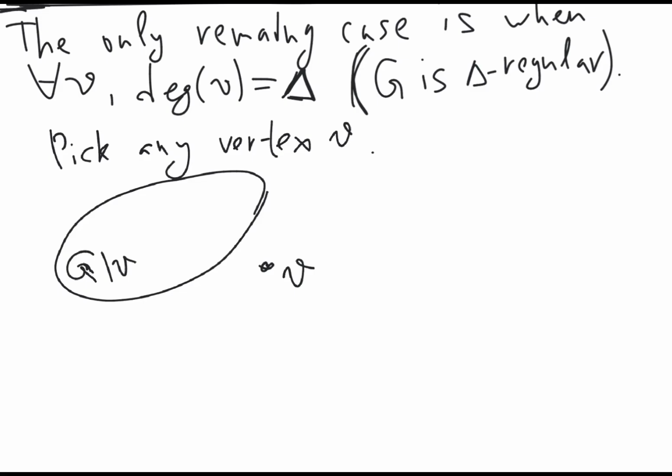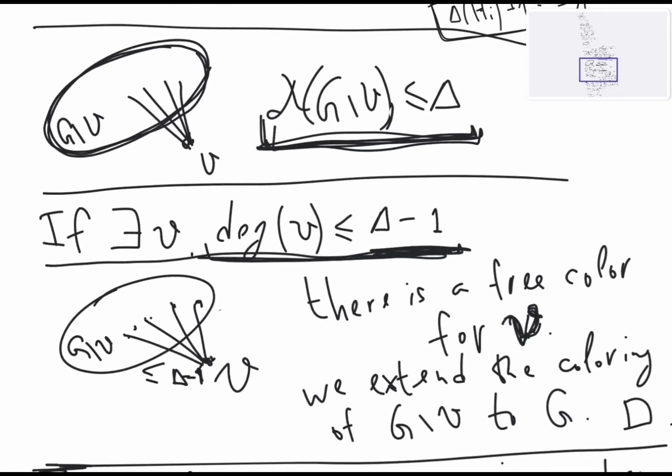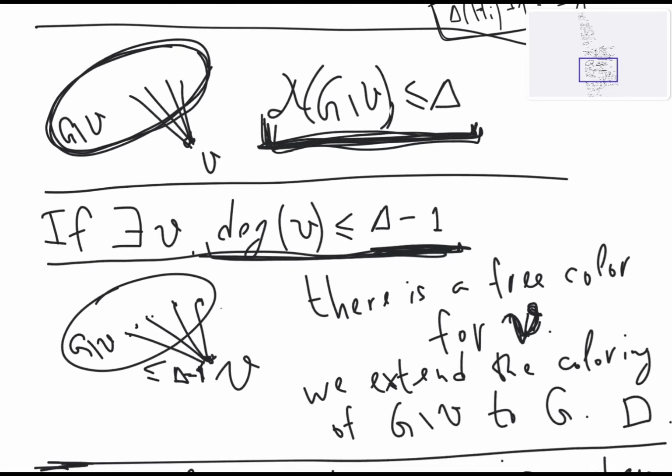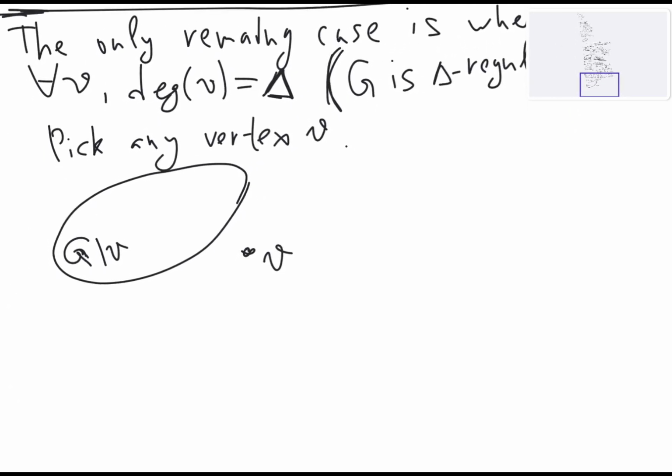So now suppose that we cannot color G. So G minus V is delta colorable by what we proved. So G minus V is delta colorable.